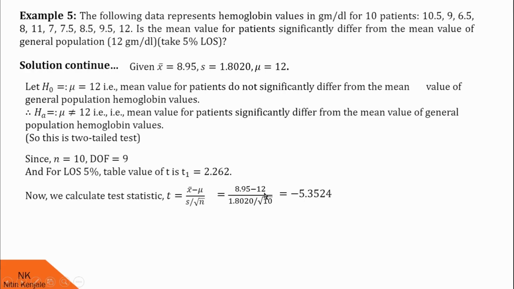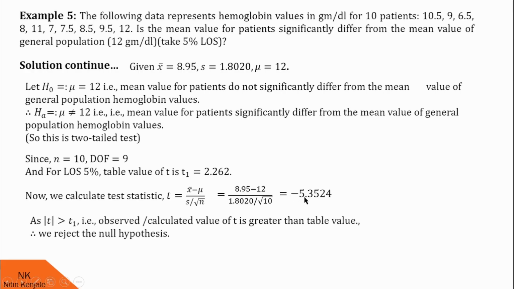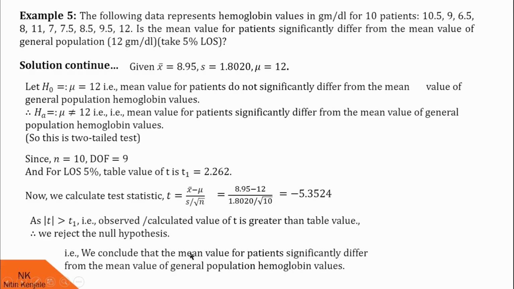Now let us compare these two values. Obviously, mod of calculated value is greater than the table value. Therefore, we should reject null hypothesis. And when we say so, we are saying the mean value of the patients significantly differ from the mean value of the general population hemoglobin values. I hope guys you understood this example too. This is our last example on student t-test.